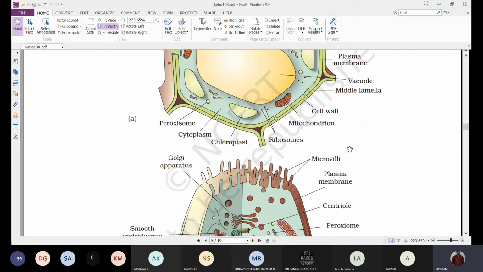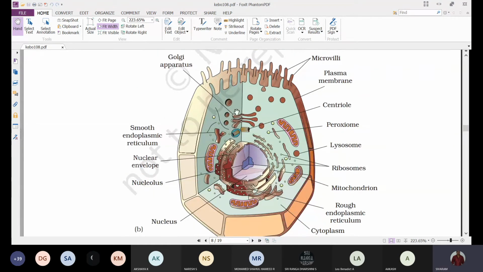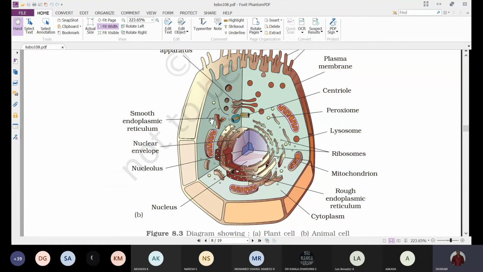But when it comes to animal cells, we don't find a cell wall, we don't find a large central vacuole, we don't find plastids or a chloroplast. But we'll find the nucleus usually present at the center, which is surrounded by nuclear envelope or nuclear membrane, and next we'll find the nucleolus. And here also the cytoplasm is present, thick and fluid like.